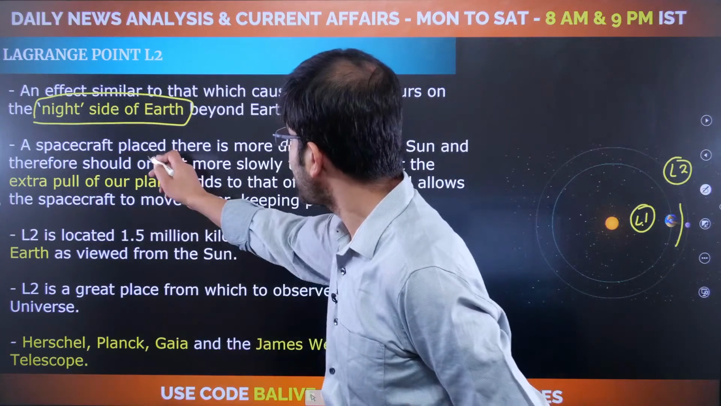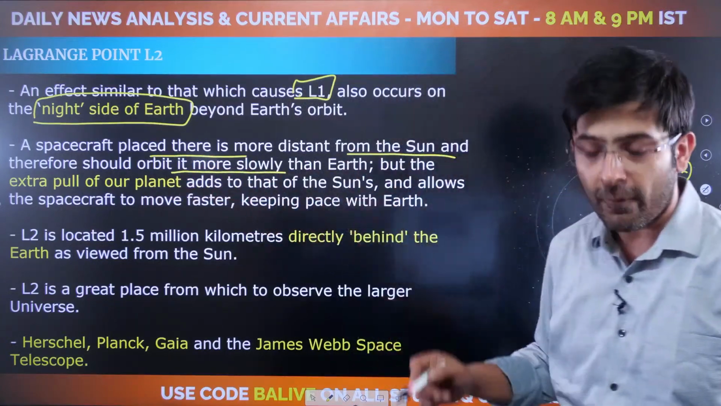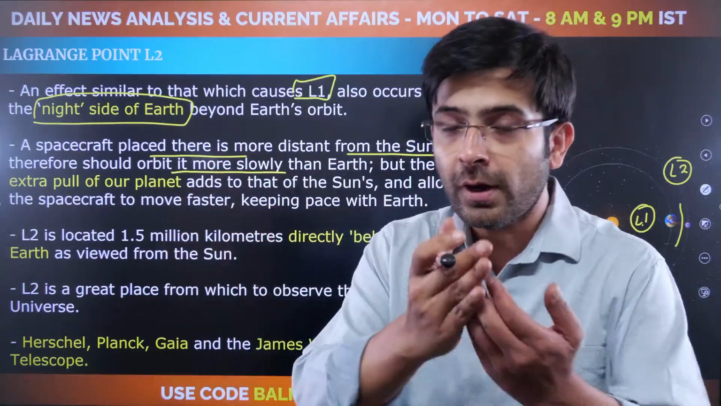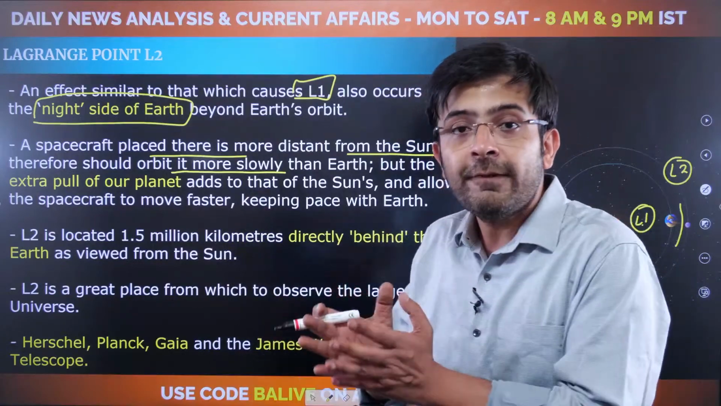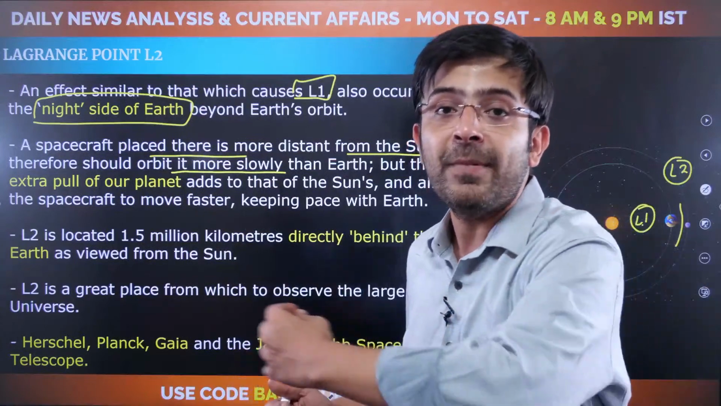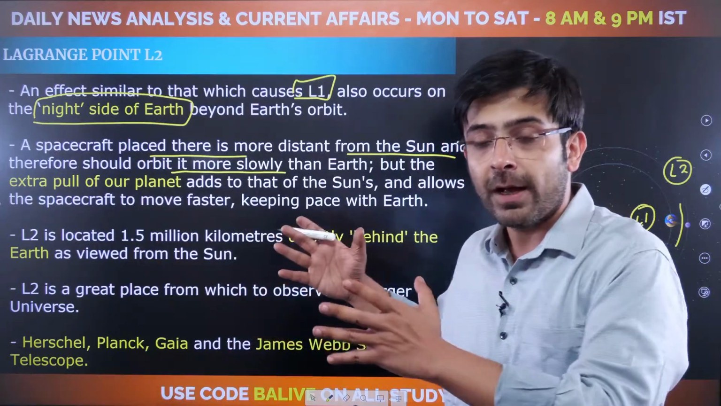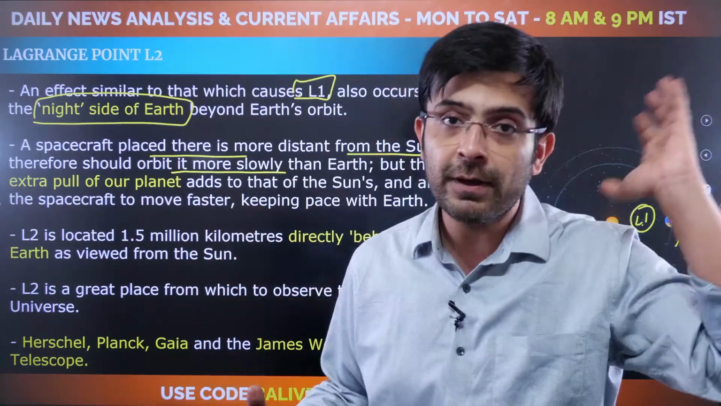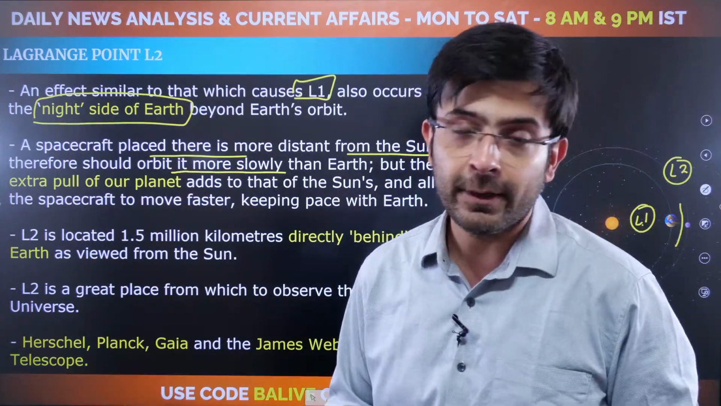So now, any spacecraft placed there is more distant from the sun and therefore should orbit more slowly, obviously. The moment you go inwards towards the sun, your orbital speed will be fast. But the moment you go outside, you will find that your speed is going slower. Your elliptical orbit, that much bigger arc you are having to cover, right? Which is why you find planets like, well, not planets now, but Pluto takes a lot of time to cover one particular elliptical orbit around the sun, whereas Mercury does it in a relatively quick time.